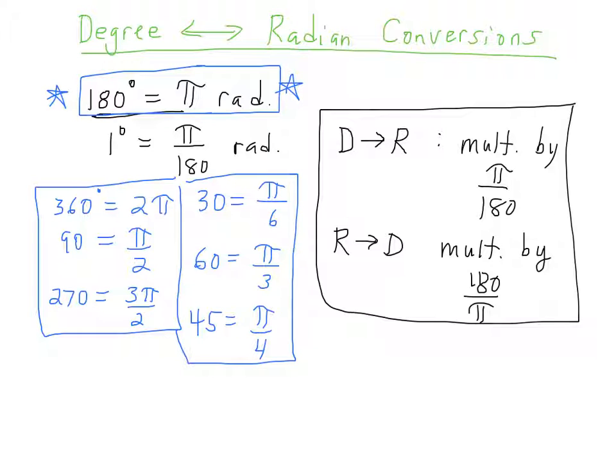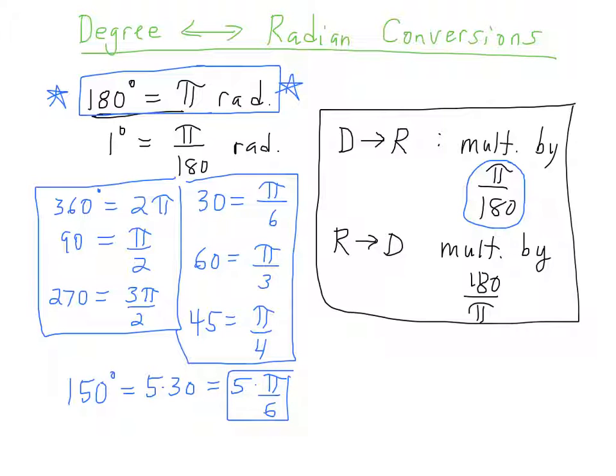All right, and then we have our multiples of our 30, 60, and 45 angles. So, you know, things like 150 degrees. Yeah, you can run it through this formula where you multiply it by pi over 180, and then you got to reduce, okay? But it's much easier to just recognize that 150 is really 5 30s. And if you know that 30 is pi over 6, this is just 5 pi over 6, okay? Things like 315 degrees. If you know that this is really 7 45s, that's very easy to convert to just 7 pi over 4.